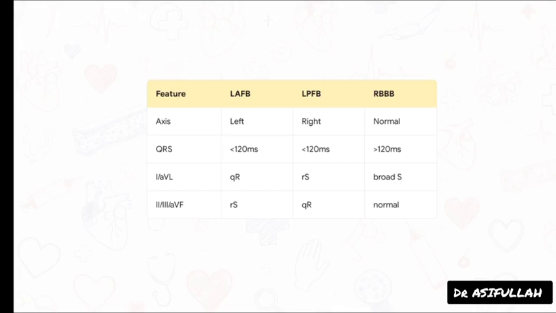You can also pick up on specific lead patterns, a small Q and big R in high lateral leads for the anterior block, and it's reversed for the posterior block. Now importantly, both of these isolated fascicular blocks typically keep the QRS duration under 120 milliseconds, which is totally unlike a full right bundle branch block.